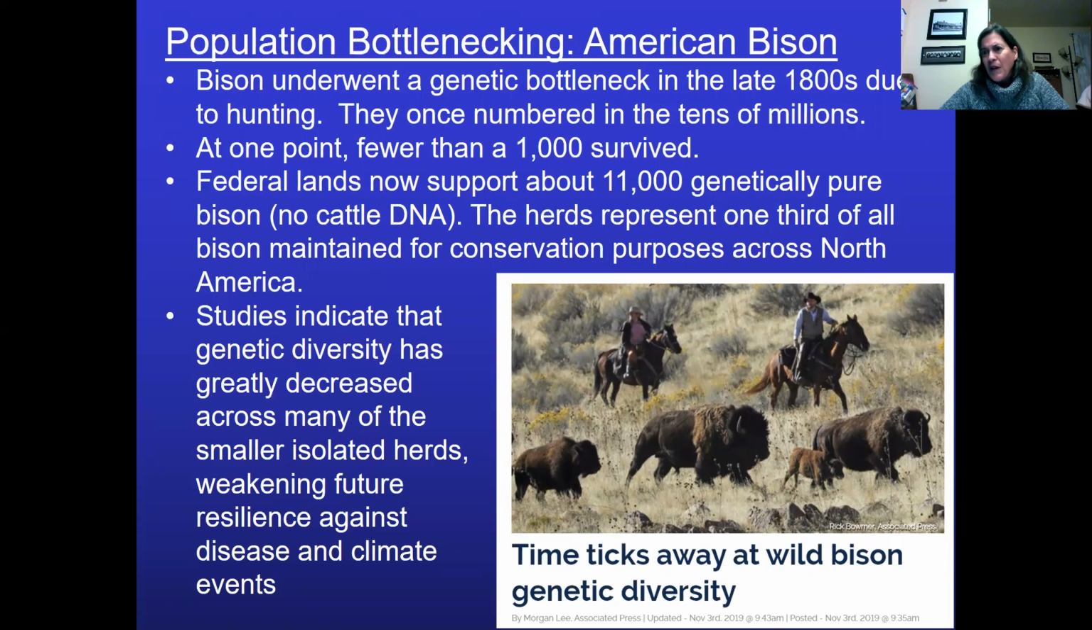Now you can go see buffalo in places like Yellowstone Park or Custer State Park, but their populations are very isolated from one another. They don't mix. And if it's a small population, say in Custer State Park, where there's not that many of them, you're going to have much less genetic diversity than when they used to range over the entire western half of the United States.